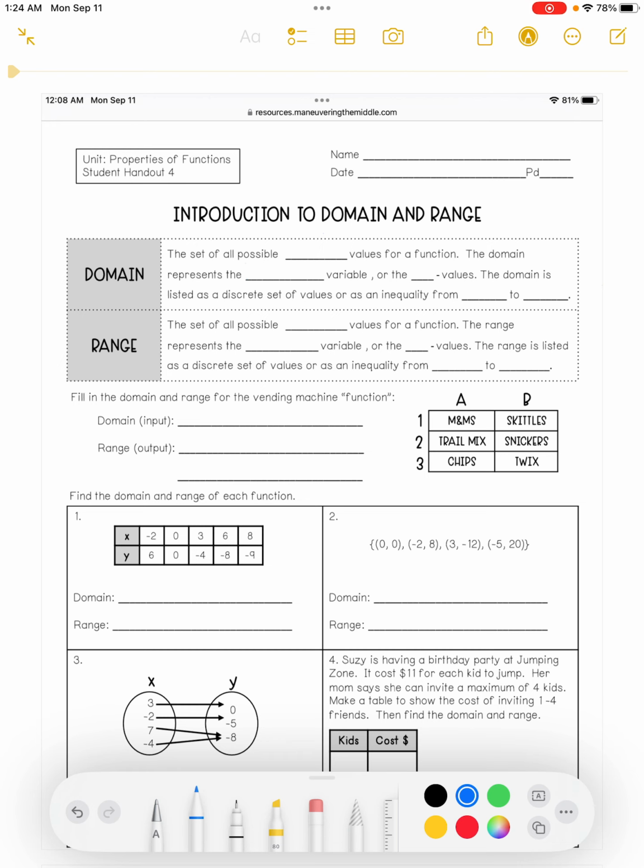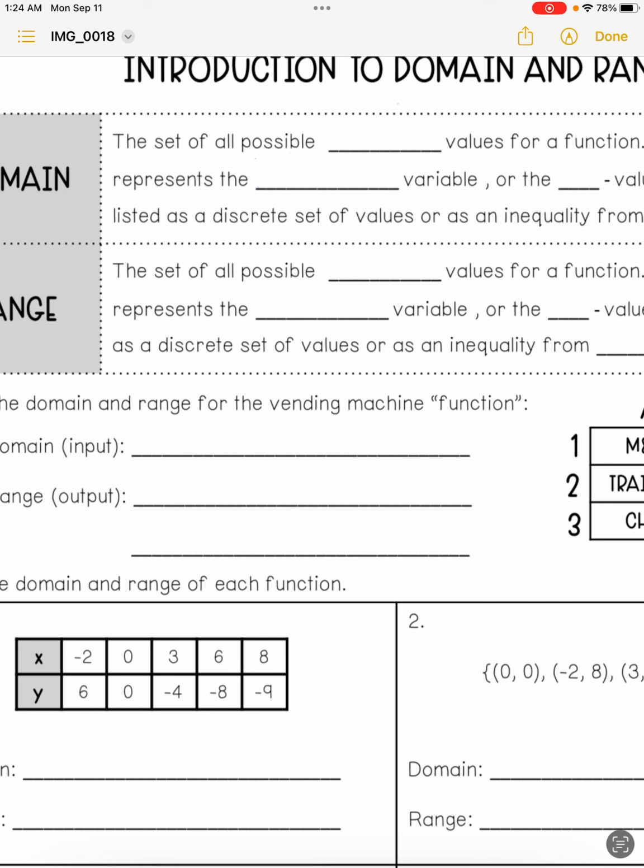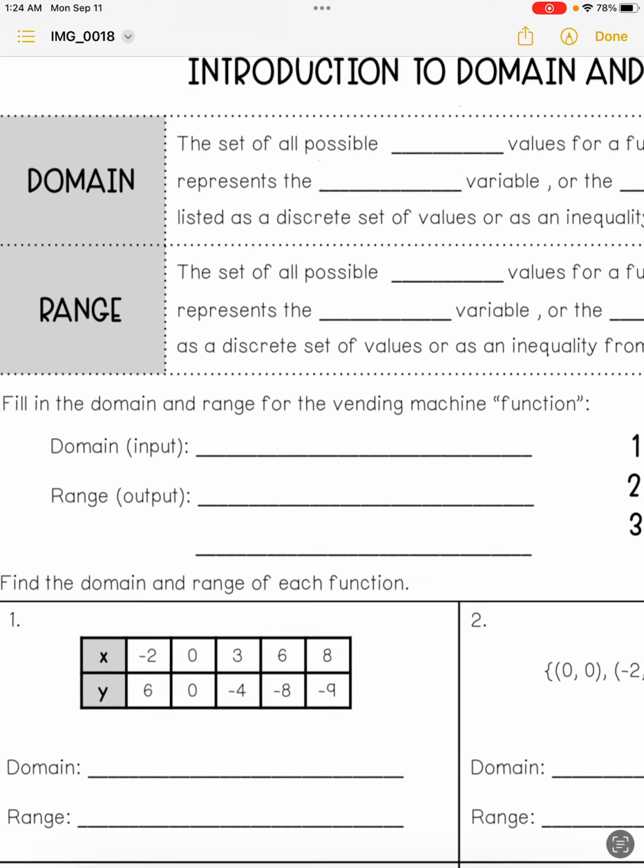What is that word? And how can we understand it? So it says the domain is the set of all possible blank. Well, let's first understand the word set. Okay.